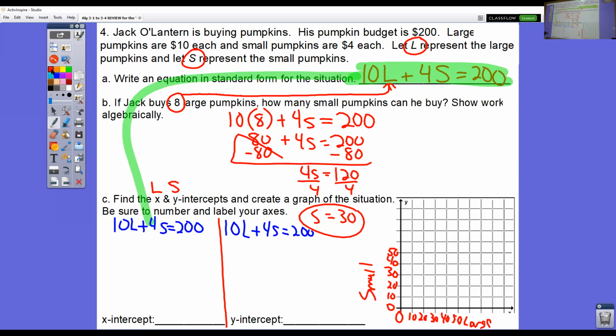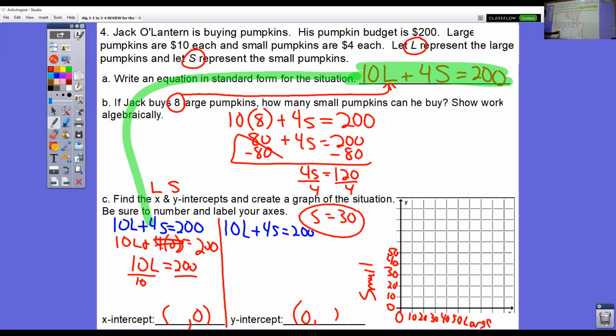So I'm going to look for my x-intercept. Notice how I divided it into 2 pieces. I'm looking for my x-intercept, so I'm going to sub in a 0 for my y. When I look for my y-intercept, I'm going to sub in a 0 for the x. So subbing in a 0 for the y, that's really my S. I'm going to have 10L plus 4 times 0 equals 200. 4 times 0 is just 0, so those cancel out. So all I have is 10L equals 200.